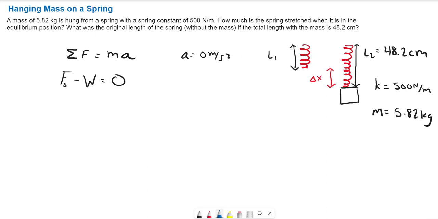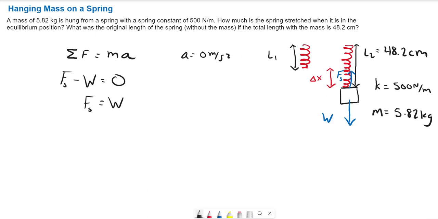So our two forces acting here, the forces that are acting on the mass, are going to be the weight of the mass, and then the spring force pulling it up. And when it's in equilibrium, these two forces have to be balanced, right? So we can move the weight over to the other side. We get F equals the weight.